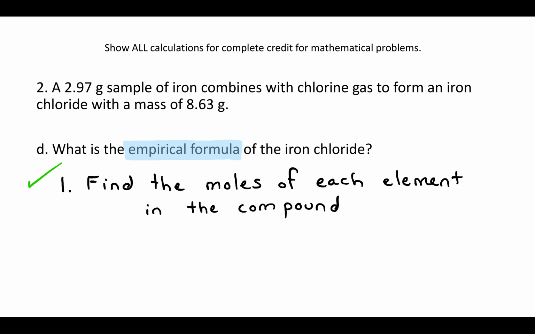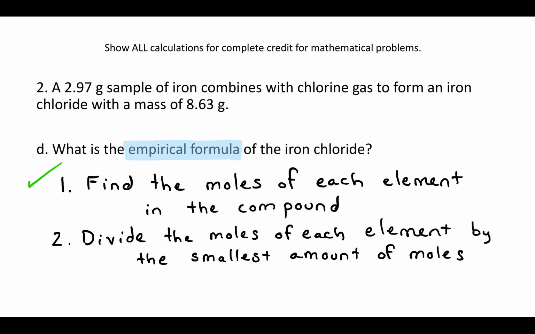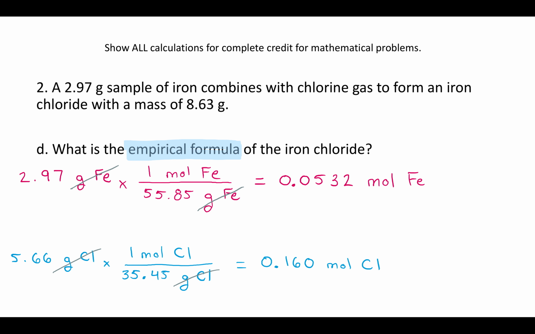So I found the moles of each element in the compound. Now I'm going to divide each of those moles by the smallest amount of moles. In this case, the smallest amount of moles is 0.0532. So I'm going to divide both of those amounts of moles by that smaller amount. That turns the moles of iron to 1 and the moles of chlorine to 3.